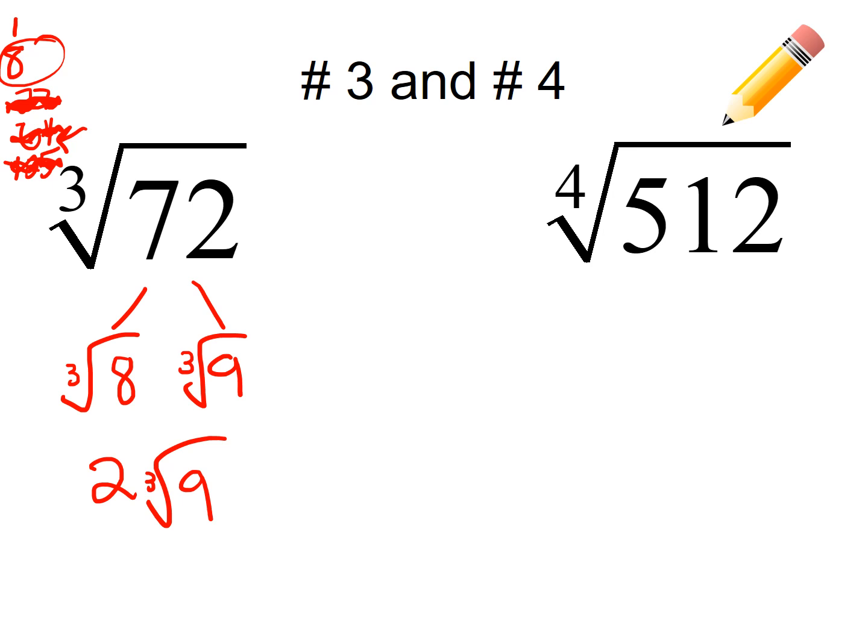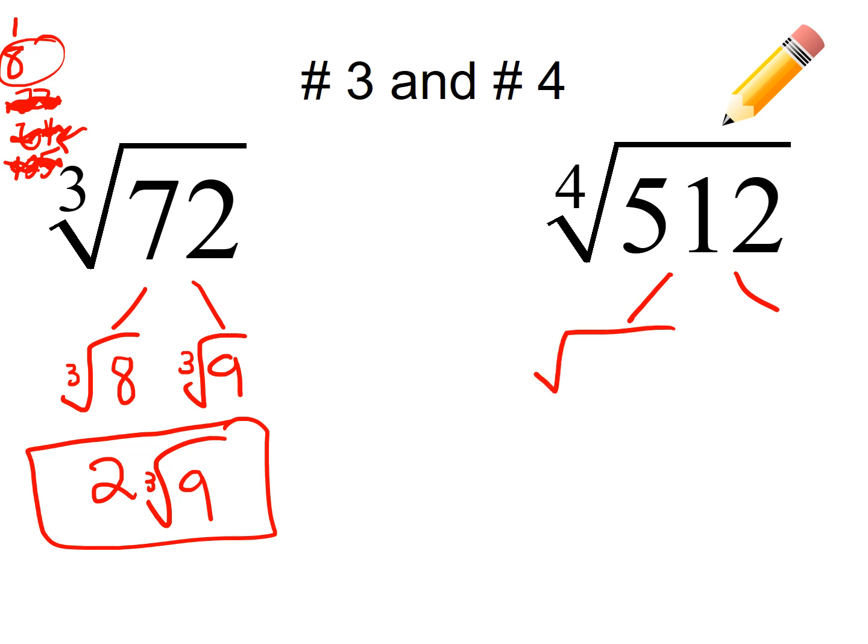We know the square root of 9, but we don't know the cubed root of 9. So we can't simplify that any farther. I'm now moving on to the fourth root of 512. So we're going to be looking at fourth roots.